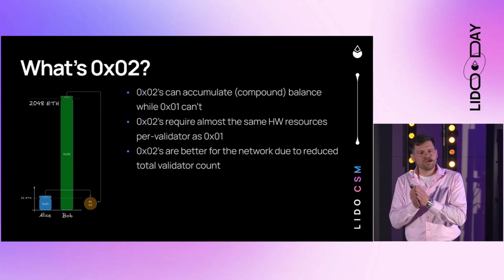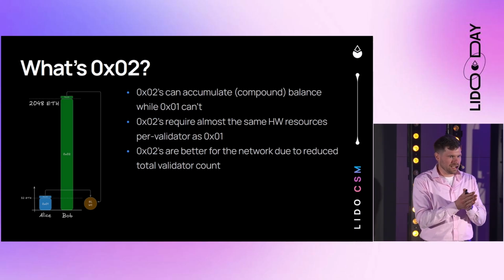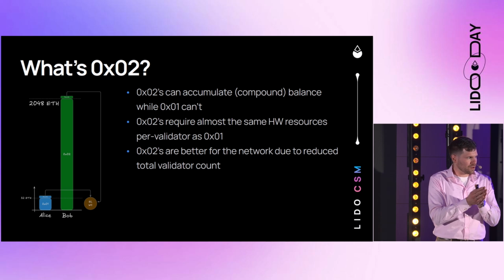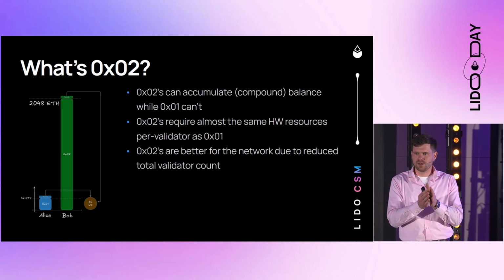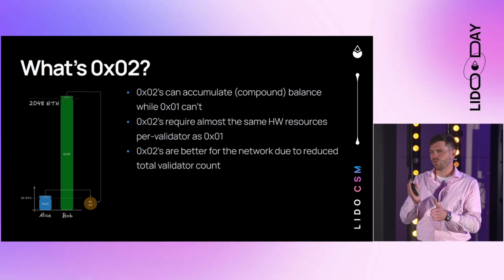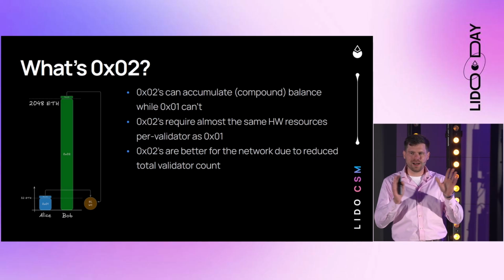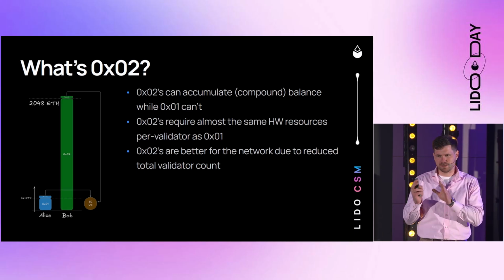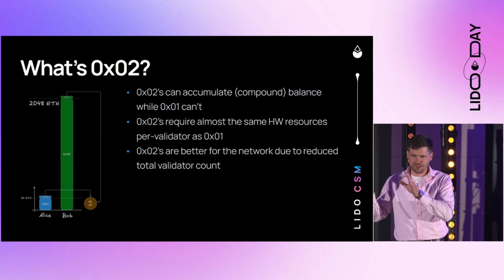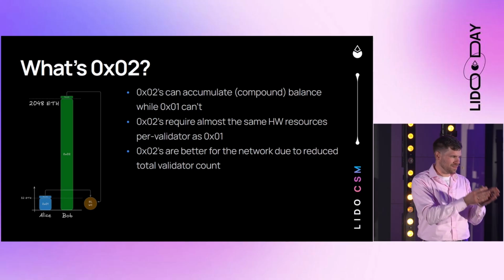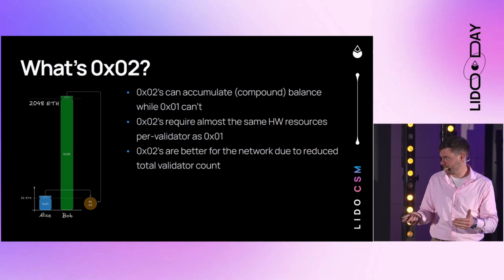0x02 requires almost the same hardware per validator as 0x01. So it doesn't matter if you're running one 0x01 validator or one 0x02 validator, most of the requirements would be the same, other than the requirements that are specific for PeerDAS sharding, which depend on the amount of ETH staked rather than the number of validators.